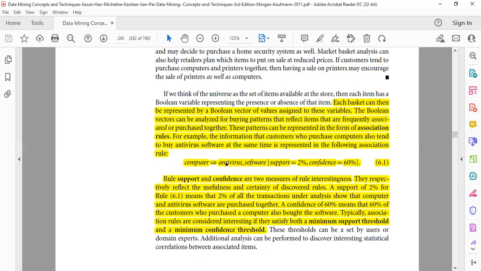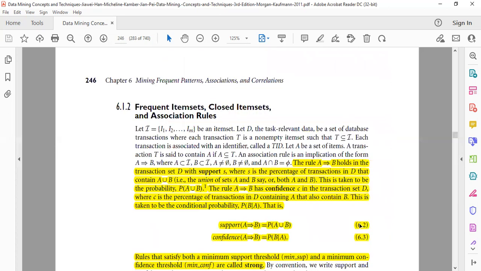Now whether this association rule, together with its support and confidence, is of interest to us or not is measured by a minimum support threshold. This threshold value applies to both support and confidence, and these threshold values are set by users or domain experts in the field of data mining.